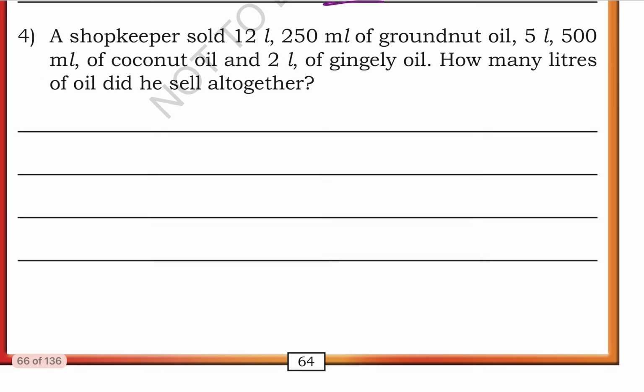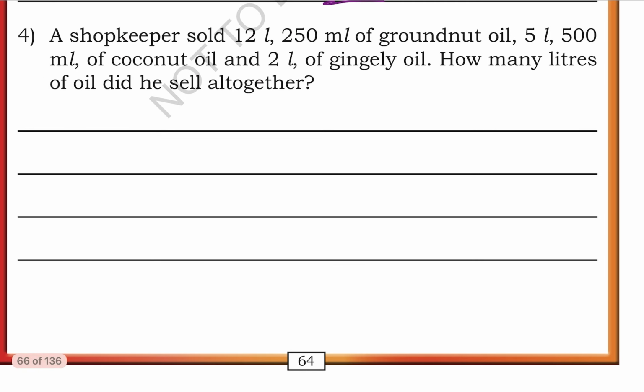Question number 4. A shopkeeper sold 12 liter 50 milliliter of groundnut oil. See here, the question is given in mixed units, both in liter and milliliter, bigger unit, smaller unit. Groundnut oil is 12 liter, write separately. Liter is separate, milliliter is separate.